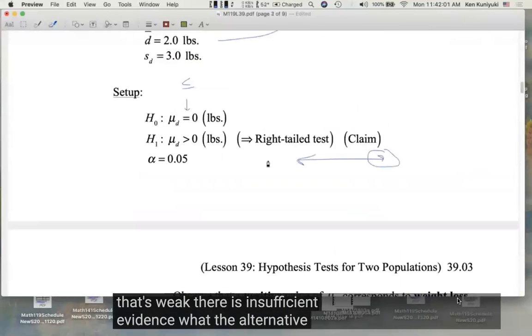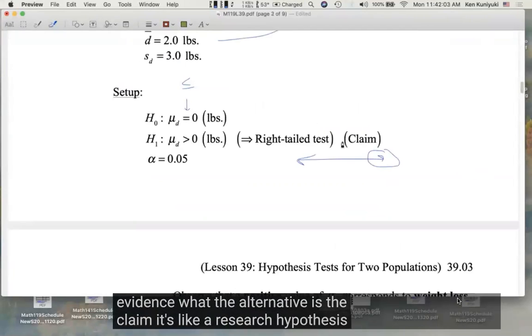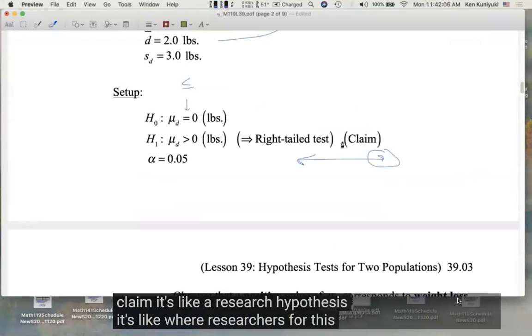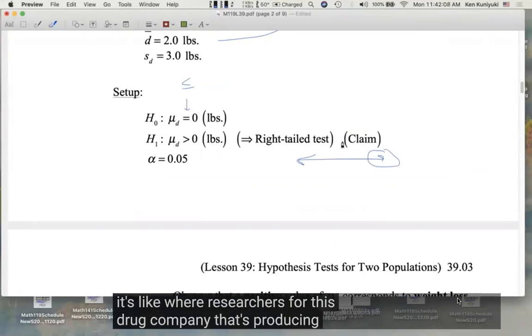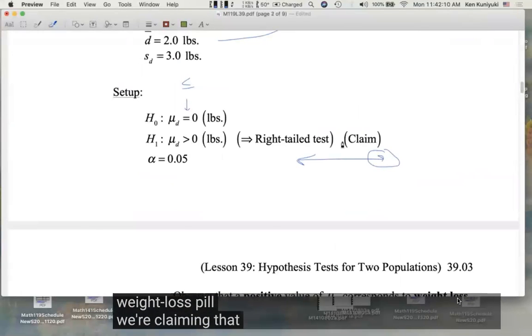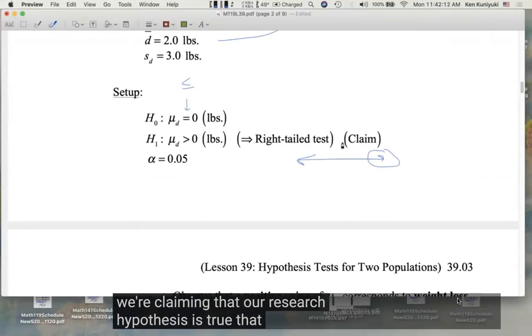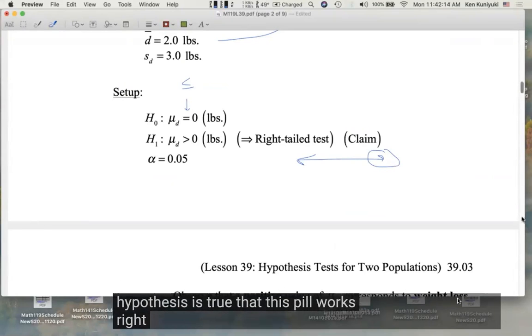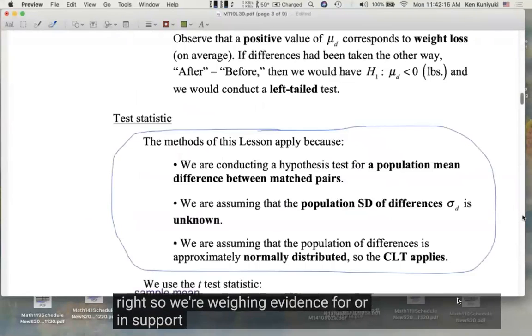What? The alternative is the claim. It's like a research hypothesis. It's like we're researchers for this drug company that's producing this weight loss pill. We're claiming that our research hypothesis is true, that this pill works, right? So we're weighing evidence for or in support of the claim.